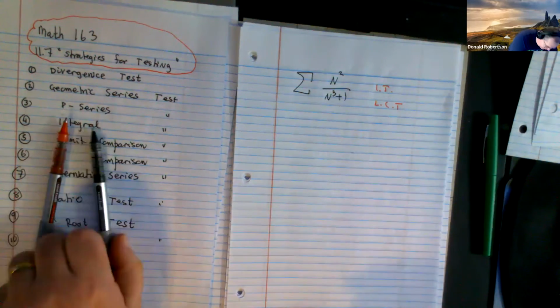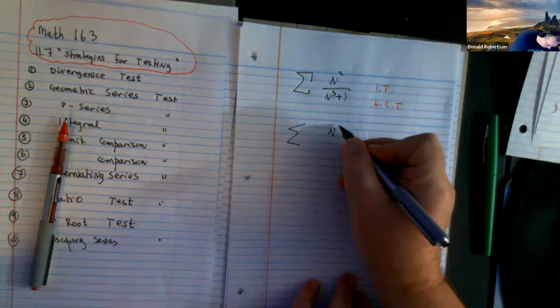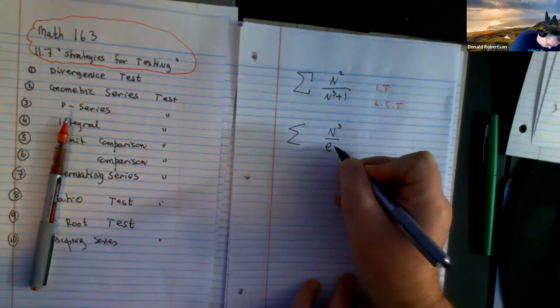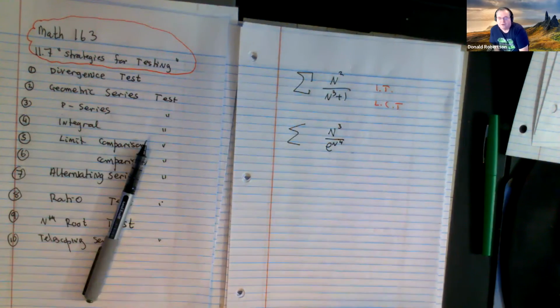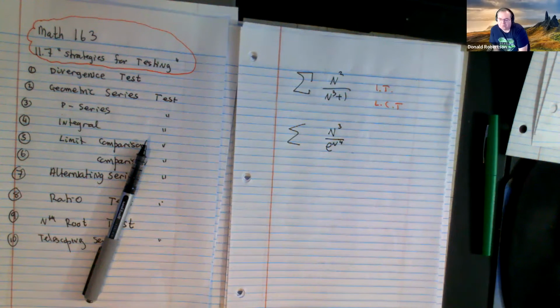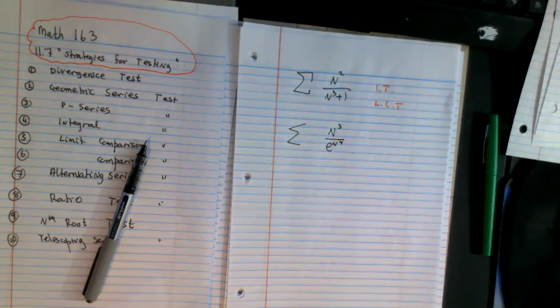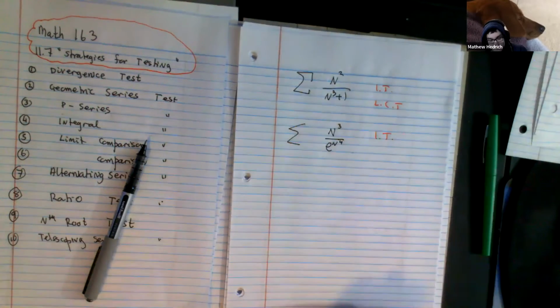Right. How about this one? What method will you use for that one? The direct comparison test? Nope. Keep thinking. Does that one have to be the integral test? Yeah, I can't see a way to avoid it in that one.